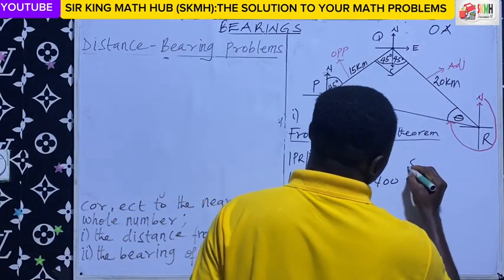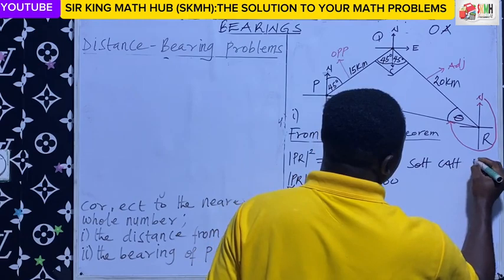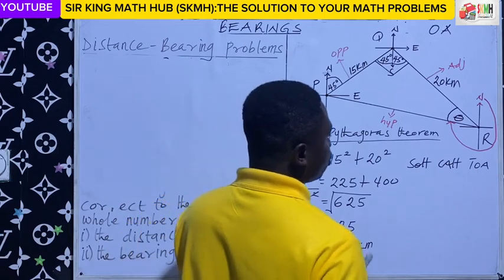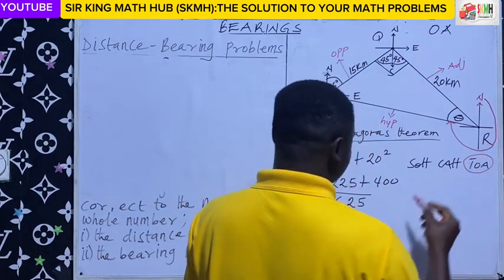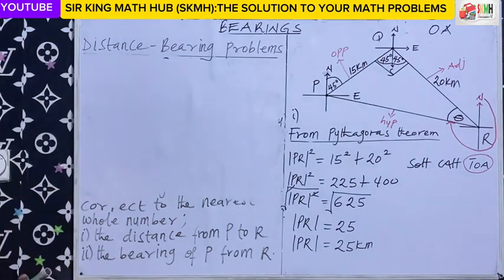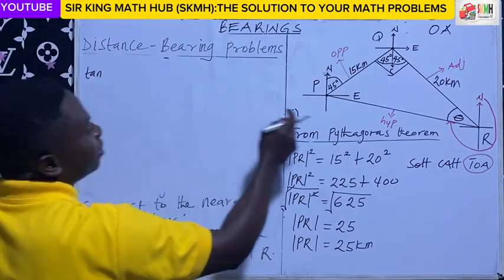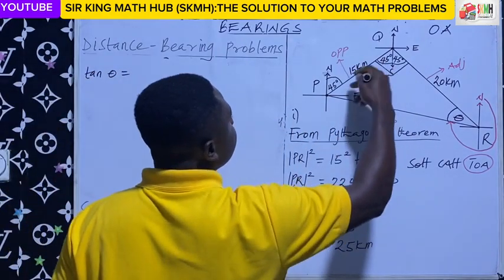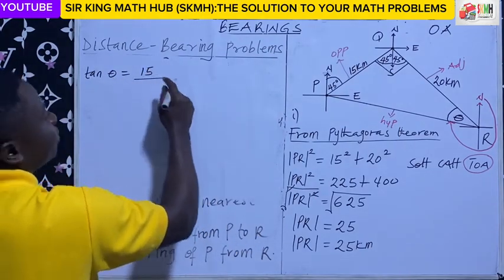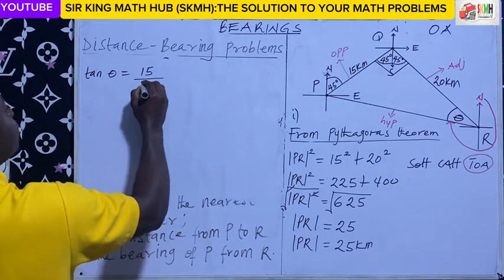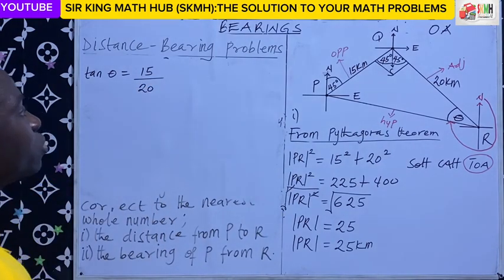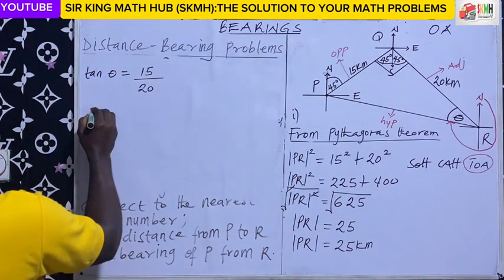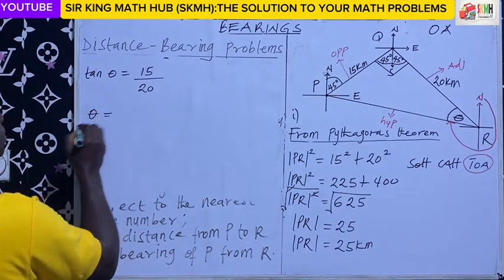So from SOHCAHTOA, which of them has opposite adjacent? Opposite adjacent. So you see that is TOA. So what does TOA say? TOA says that the tan of this angle here must be equal to the length of the opposite, which is 15, divided by the length of the adjacent, which is 20. We are looking for theta, so what do we do? We need to take the tan inverse on both sides.